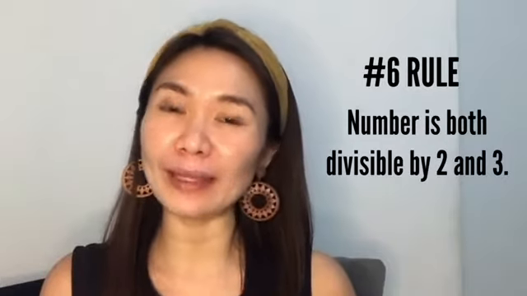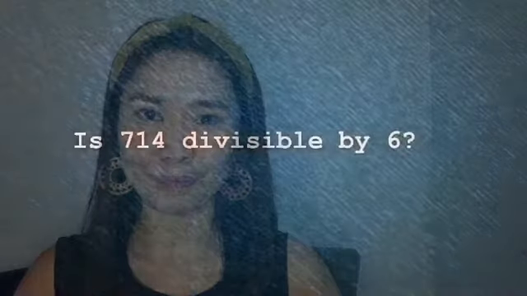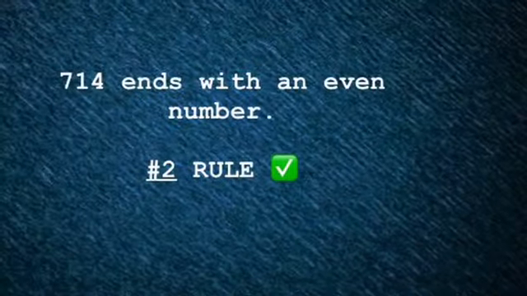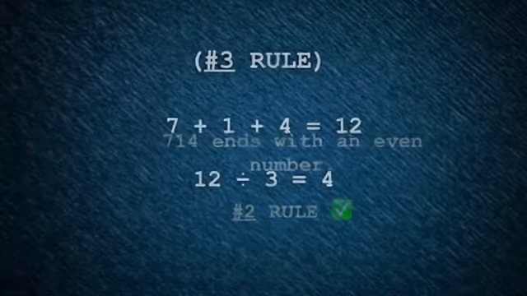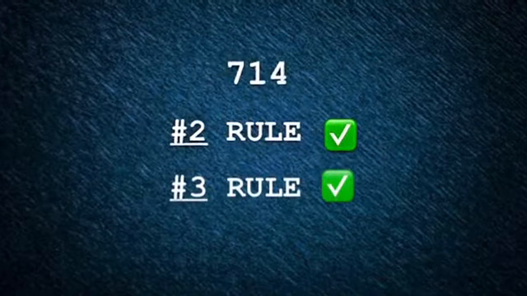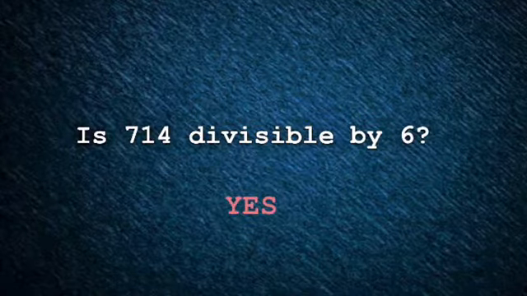So if a given number is both divisible by 2 and 3, then the given number is divisible by 6. The given number now is 714. Is it divisible by 6? Let's find out. 714 ends in 4, which is an even number, so that means it is divisible by 2. The sum of its digits is 12, and if we divide 12 by 3 is 4, then it also passes the number 3 rule. Since it has both checks on the numbers 2 and 3 rule, then that means 714 is indeed divisible by 6.